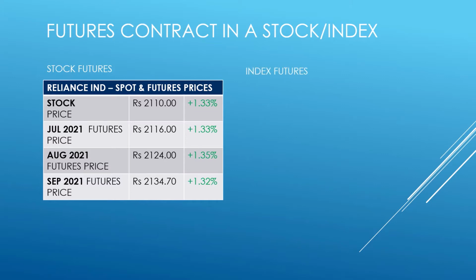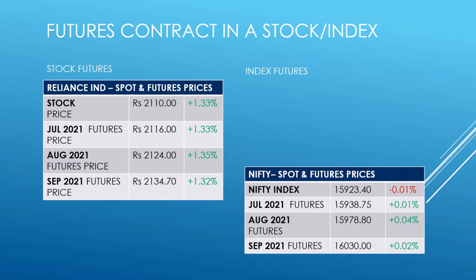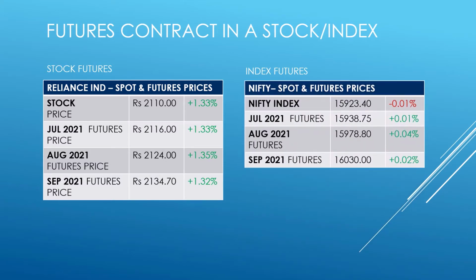Similarly, we can look at some index futures. We have futures available on Nifty indexes, Bank Nifty, and many other indexes. Today, the Nifty index closed at 15,923. In fact, it was marginally closed in the red. And July Nifty index futures today were closed at 15,938.75, marginally in the green. August Nifty futures were traded at 15,978, marginally in the green.